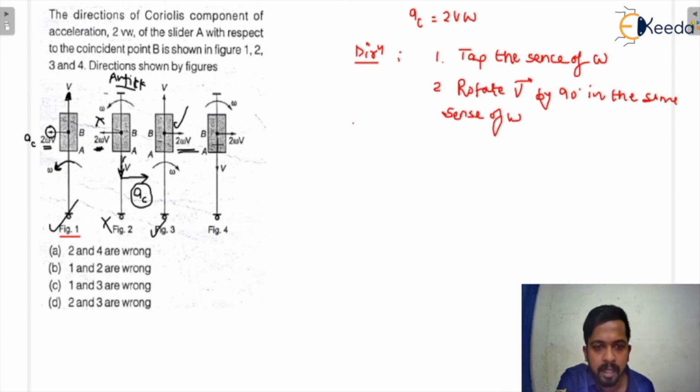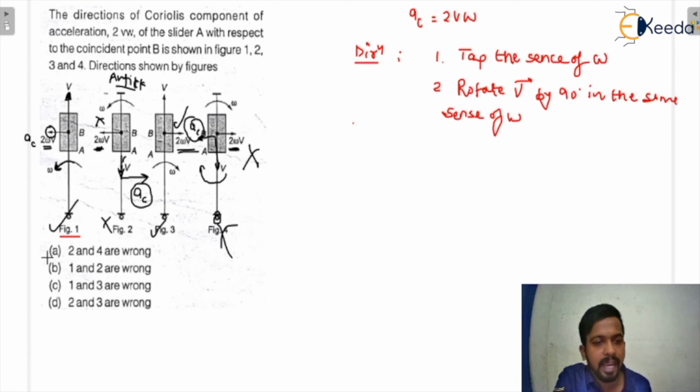In figure 4, you can see the sense of omega. This is going to be rotated about that point, so basically it is rotating in the clockwise direction, and we have to rotate the v vector by 90 degrees. Tell me, in which direction do we have to rotate it? We have to rotate the v vector by 90 degrees in the clockwise direction. Clockwise means like that. So that would be the direction of the Coriolis acceleration. But in the question, the direction is given like that, so that is why it is wrong.